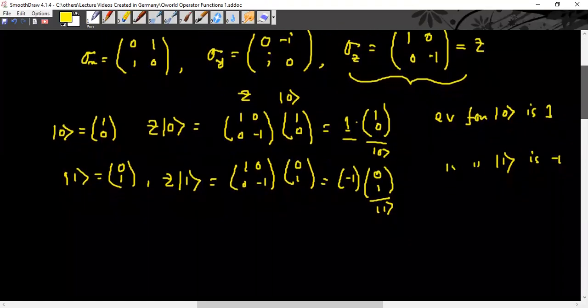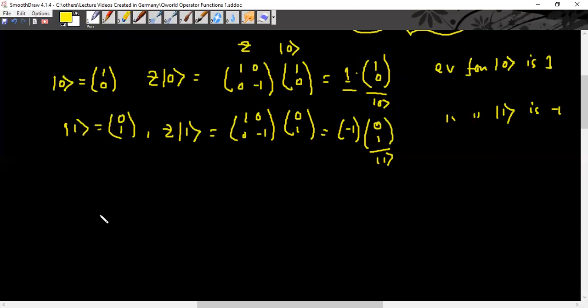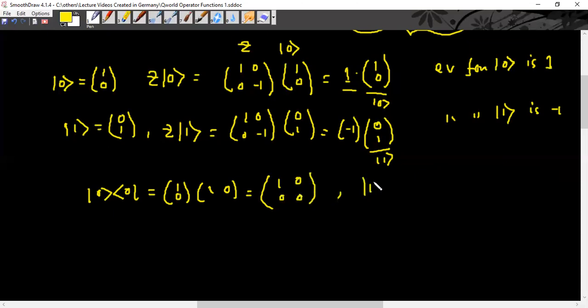Right. Now what's next? Now we'll define the outer product. The outer product ket 0 bra 0 is 1, 0 times 1, 0, which is 1, 0, 0, 0, and the outer product for ket 1 bra 1 is 0, 1 times 0, 1, which is 0, 0, 0, 1, right?